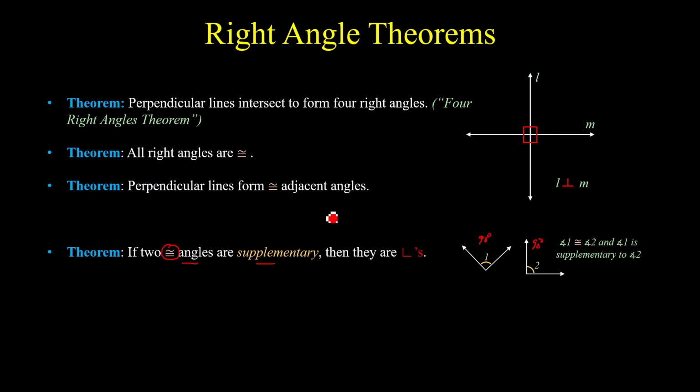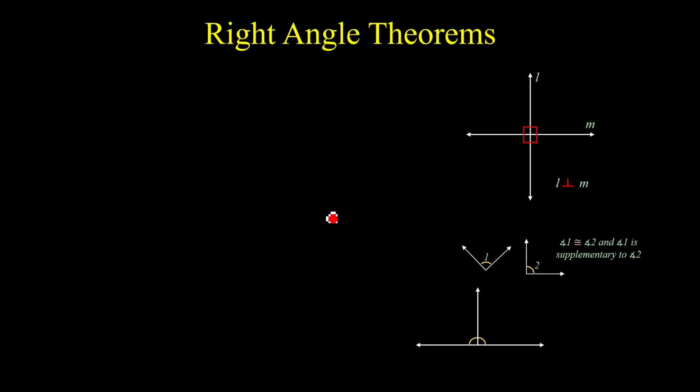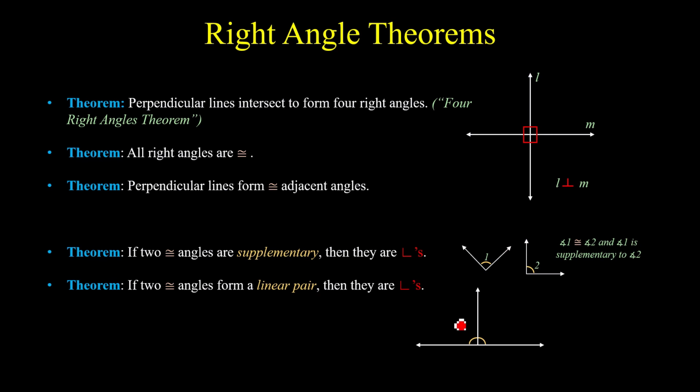All right. And finally, the last theorem that we have for today is this one over here. If 2 congruent angles form a linear pair, then they are right angles. That's easy enough too, right? Because linear pair means they kind of make a line together like this, but then they're congruent, right? So if they're congruent and form a linear pair, they have to be 90 degrees.